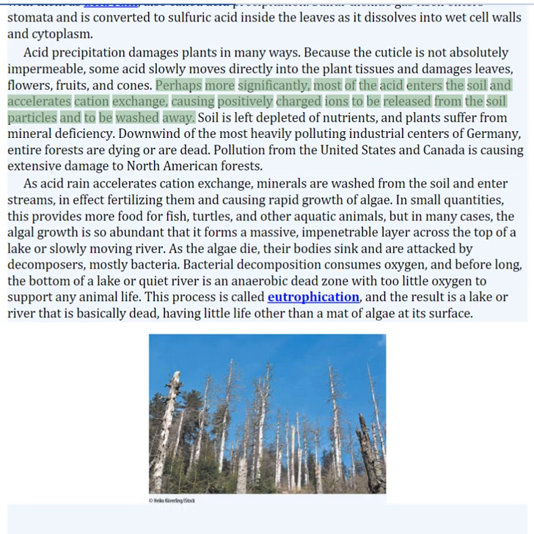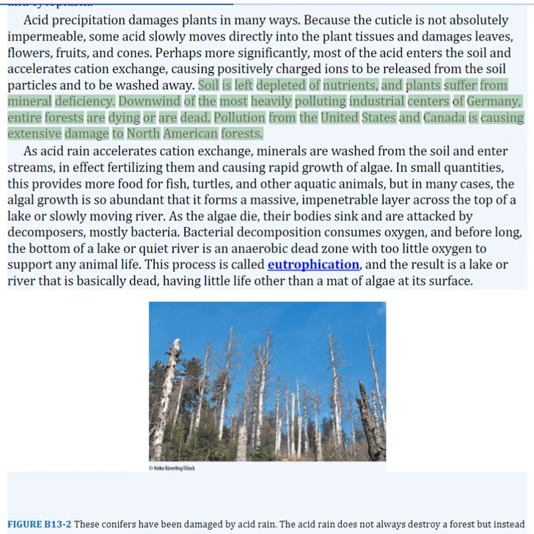Perhaps more significantly, most of the acid enters the soil and accelerates cation exchange, causing positively charged ions to be released from the soil particles and to be washed away. Soil is left depleted of nutrients, and plants suffer from mineral deficiency. Downwind of the most heavily polluting industrial centers of Germany, entire forests are dying or are dead. Pollution from the United States and Canada is causing extensive damage to North American forests.